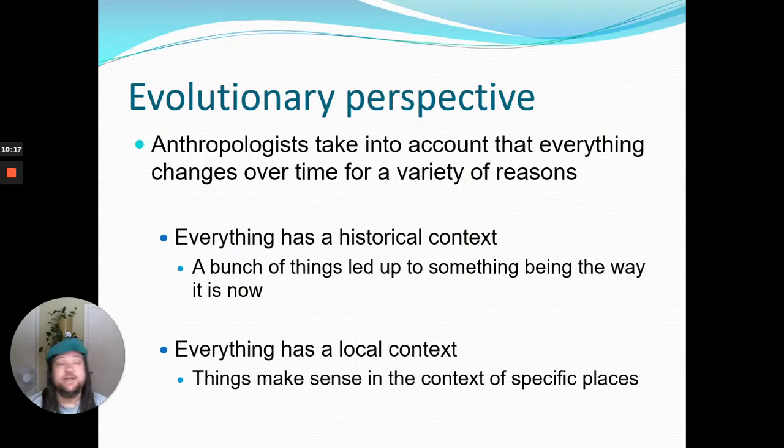So if you look at what people are doing in a certain part of the world, you can take into account, okay, this is what the landscape has looked like. These are some environmental changes that have happened that people had to adapt to. So this makes sense there, even if in the context you're in, it wouldn't make any sense at all.